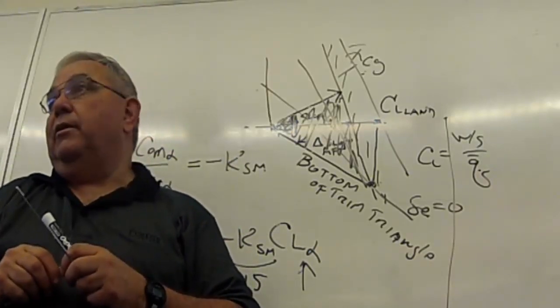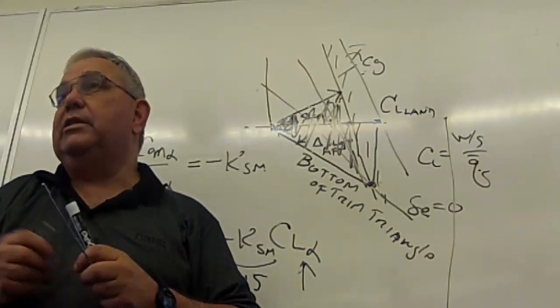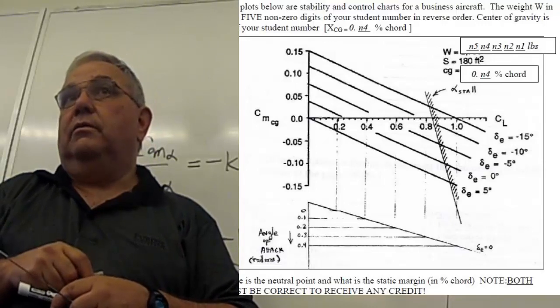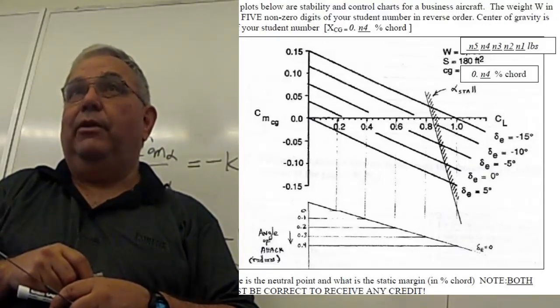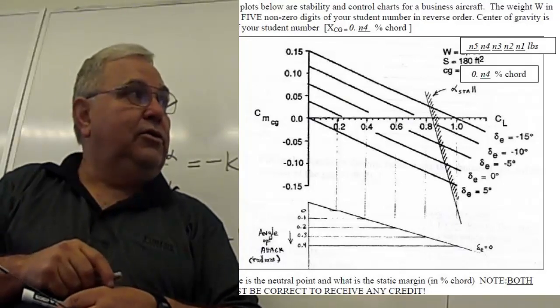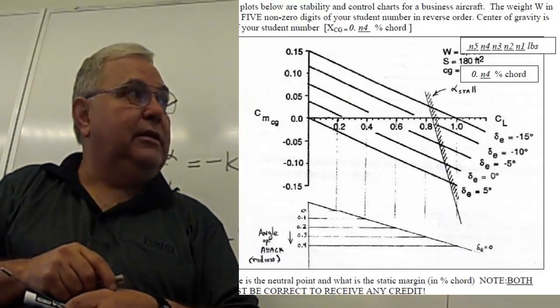CL delta E would be another one. You can get CL delta E off this curve. And I'm not going to show you how to do it, but that'd be a great question to ask. Give me CL delta E. So I want two different C sub L's at two different delta E's on this curve.